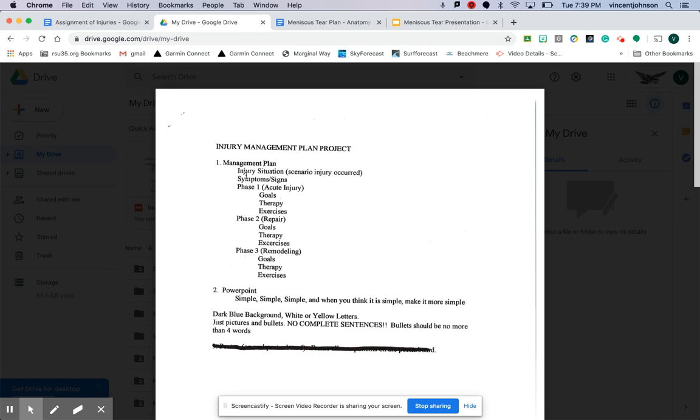You're going to have signs and symptoms of that particular injury. So you want to include that in paragraph form to encapsulate all the issues that come with that particular injury.